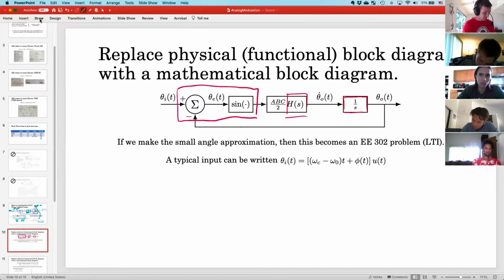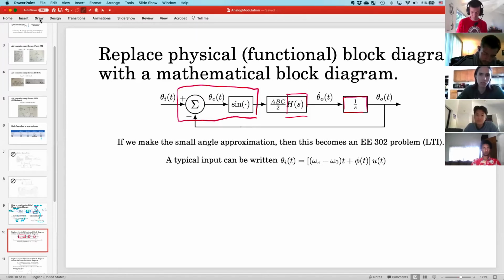Okay, so the first thing is we also never had any sines of our signals in 302. And that's because taking the sine of a signal is also a nonlinear operation. So if we make this small angle approximation that theta e will only take small values in magnitude, then sine of a small angle is the same as that small angle. And so this sine block becomes a 1, or a pass-through block. And then it becomes a 302 problem. Then it becomes design H such that the closed loop system has desirable features.